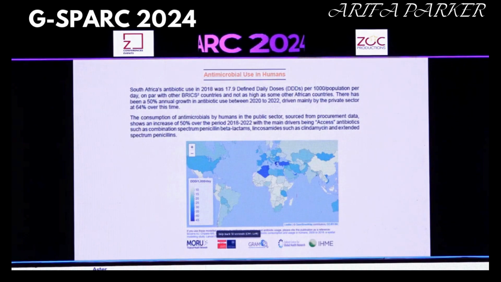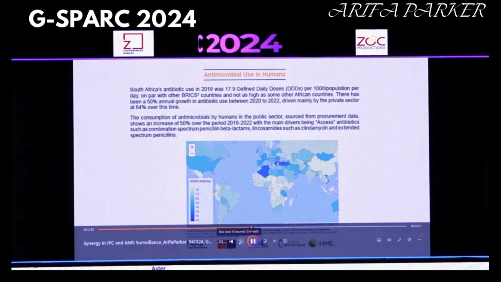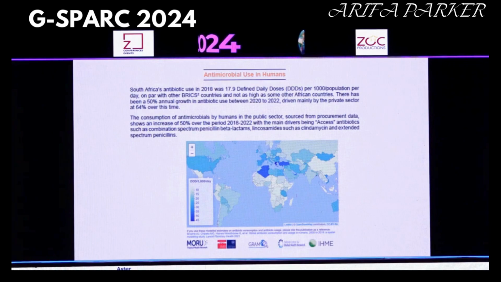And then we reported on antimicrobial usage data for South Africa, which was estimated to be at 17.9 defined daily doses per 1,000 population per day, which is slightly higher than other BRICS countries, which range from 8 to 15 DDDs per 1,000 population, but it's actually still far lower than high-income countries, which have an antimicrobial usage rate of 20.8 DDDs per 1,000 population.